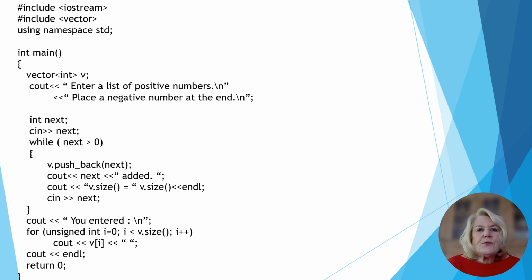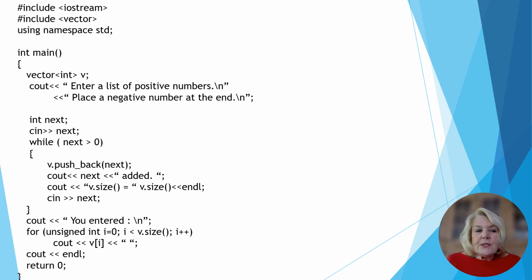So I've copied the program, which is display 7.7 on page 317, showing you an actual program that will create a vector. I have the usual things at the top, pound include iostream with using namespace std. We also have pound include vector because we're using the vector class. In the main program, we create a vector and we're going to call it v. This is a vector of integers. And then we have instruction for the user, which says enter a list of positive numbers and place a negative number at the end. That negative number will end our loop.